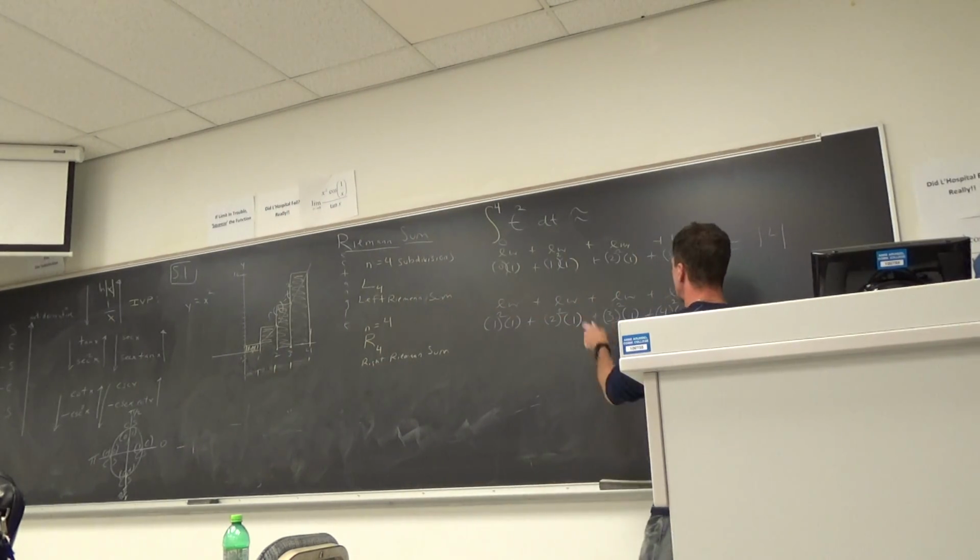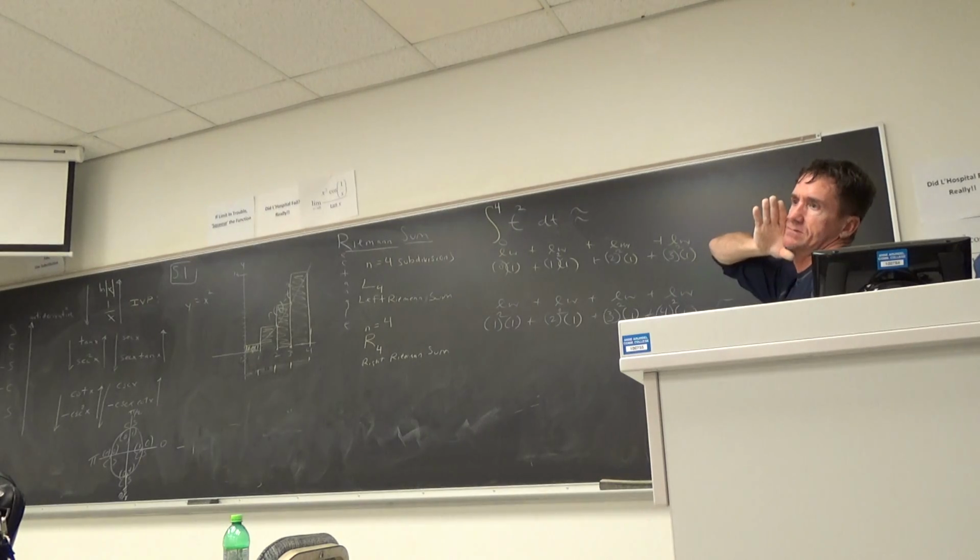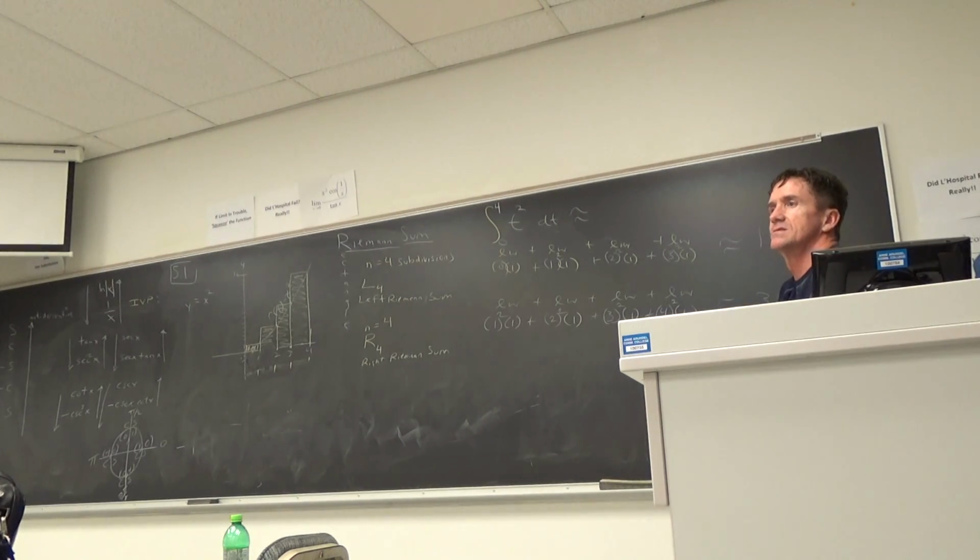All right, now what's this all come out to be? 30. 16 and 9, 25, 29, 30. Now, who in here has a ballpark idea of what the answer should be roughly? The right Riemann sum's 30, an overestimation. The left Riemann sum was 14, an underestimation. What would be a good guess?